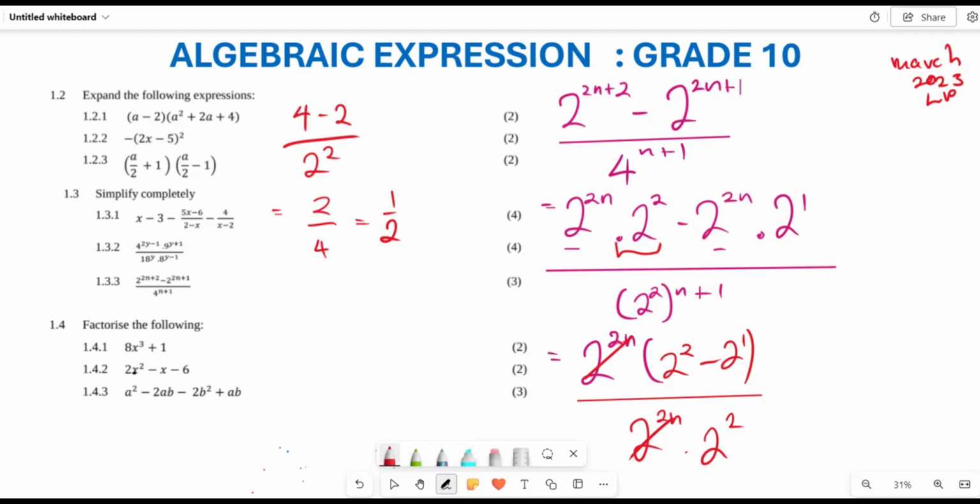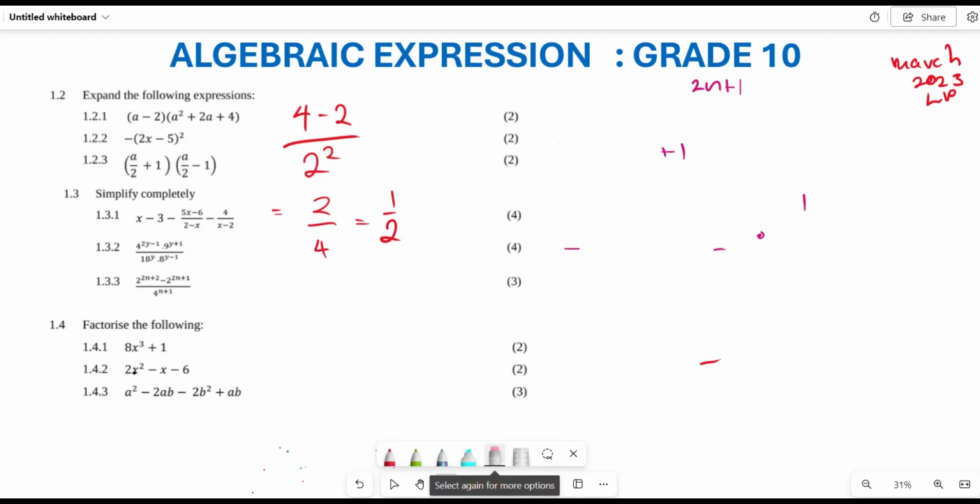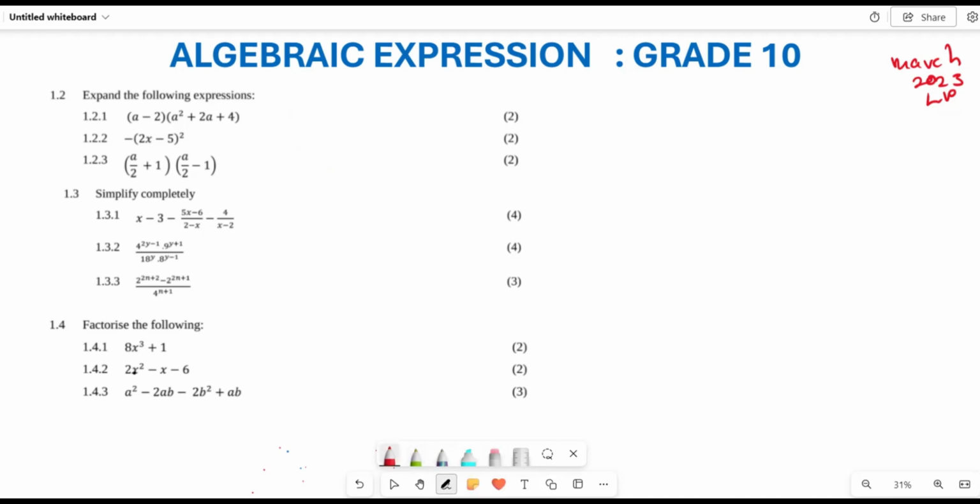So I am hoping that you can follow what I've done in there, right? So let's just move swiftly along now. So from now, let's move to our, this is 1.3.3, or rather 1.4, right? Now we are moving to 1.4 questions. Now here you are having 8x to the power of 3 plus 1, right?